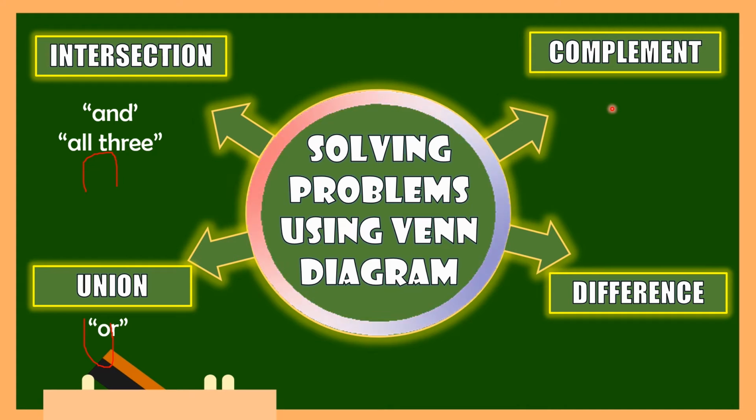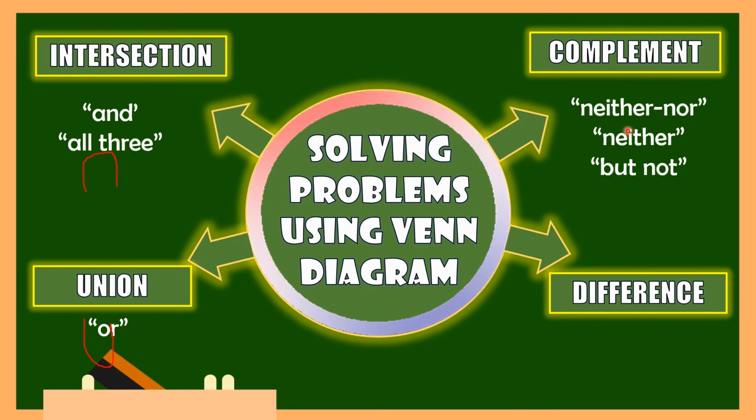Next one is complement. So, sa complement naman, ang mga usually terms na nakikita natin dyan is neither nor, neither or but not. No? So, ganun lang kasimple.